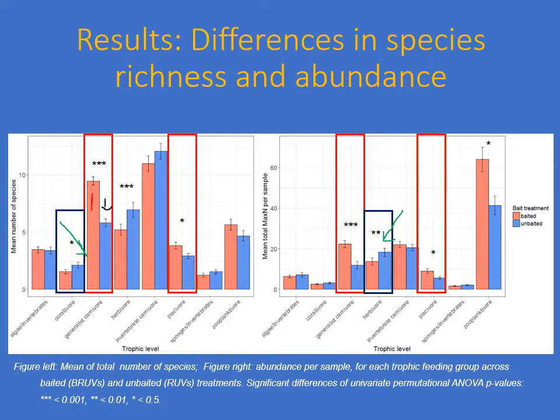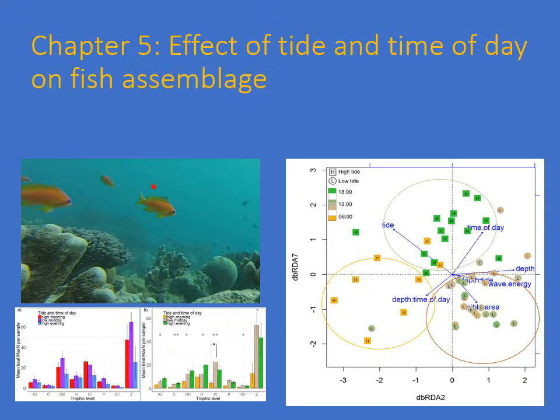BRUVs is therefore really good at standardizing surveys so that they're insensitive to environmental variability, and they're therefore very good to record fish assemblages over any length of time, where unbaited remote underwater video systems are better when we want to look at ecological studies, so how environmental variables are affecting the fish assemblage.